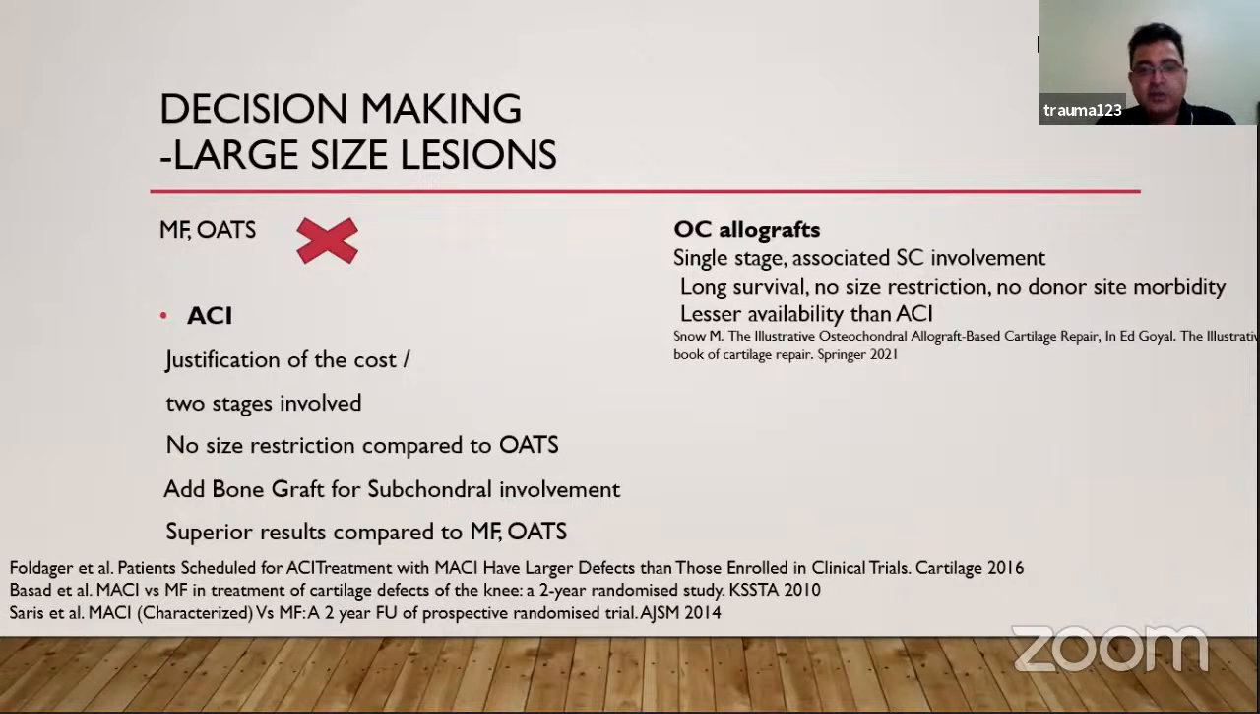Allografts are also single-stage, and in cases of subchondral involvement they can also be used. They have long survival, there is no size restriction, and because they are taken from a cadaver, there is no donor site morbidity, but they are not easily available.